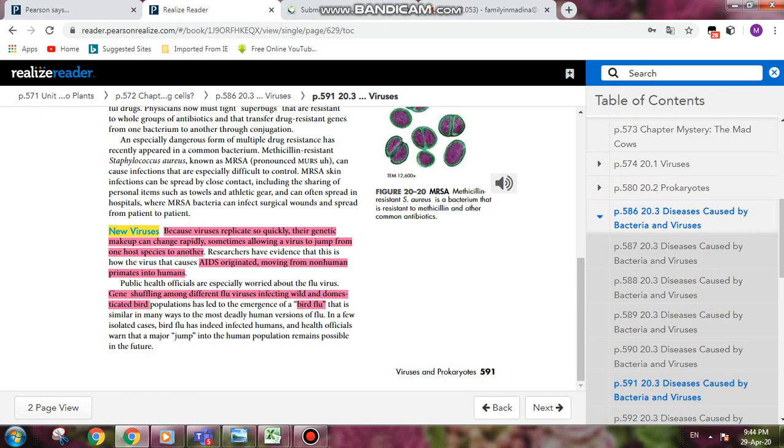Another type of new virus is the bird flu virus, if you remember it. The bird flu virus, or avian influenza, was first found in birds, in domestic and in wild birds. At first they could affect only birds, but due to gene shuffling and mutation, they now can also affect people when transmitted from diseased birds to humans.